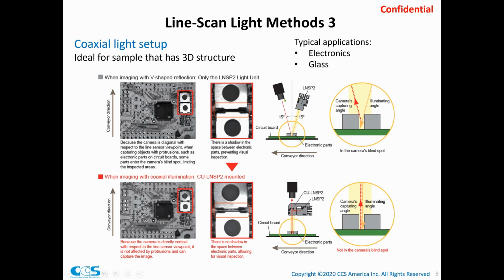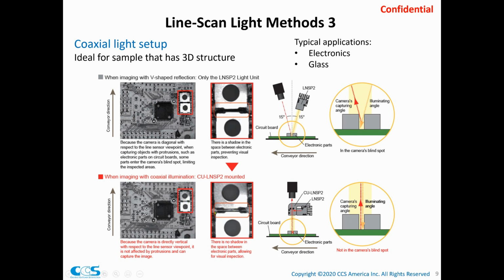And if we use the traditional or the standard front light configuration, because the light and the camera have some angle, we cannot see this gap. But if we use coaxial and on-axis, the on-axis means the light and the camera are in the same axis, so from top to bottom. In this case, we can see inside the gap and we can get a very good image here.